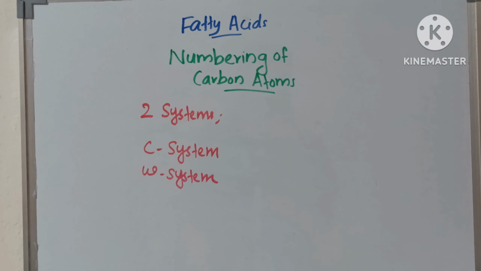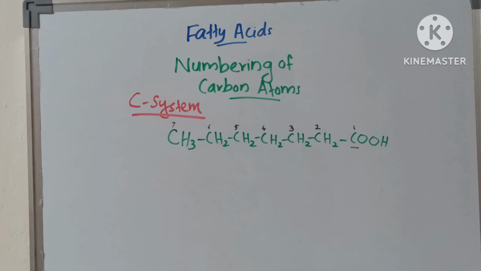Let's see the numbering of carbon atoms in fatty acids. Two systems are there for numbering of carbon atoms, that is C system and omega system. First we will see the C system. Here the numbering starts from the carboxylic acid side. So the carboxylic acid carbon is numbered as 1. Next to the carboxylic side is 2, then 3, 4, 5, 6, 7, etc.